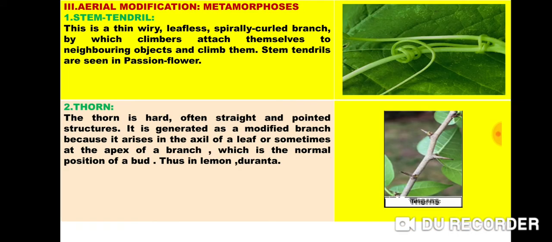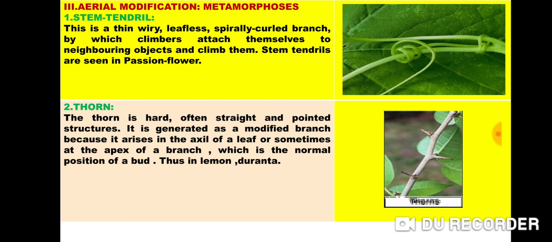Third one is aerial modification of stem, metamorphosis. Number one, stem tendril. This is a thin, wiry, leafless, spirally curled branch by which climbers attach themselves to neighboring objects and climb them. Stem tendrils are seen in passion flower.